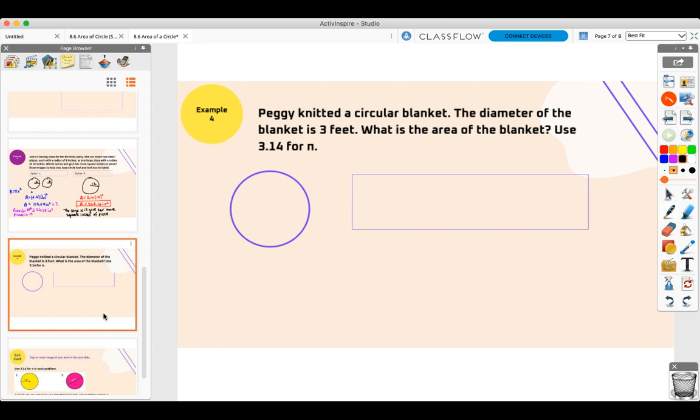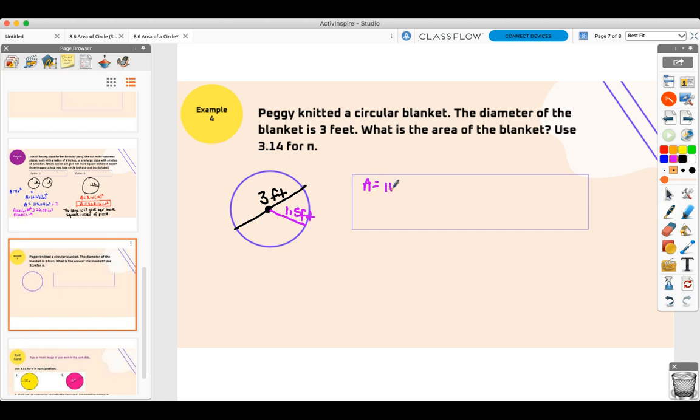How about you try this one on your own? Pause the video. All right, welcome back. So Peggy knitted a circular blanket. The diameter was 3 feet. What is the area of the blanket? So got to make sure that you use a radius, and that would be 1.5. You're just dividing it by 2. 1.5 feet.